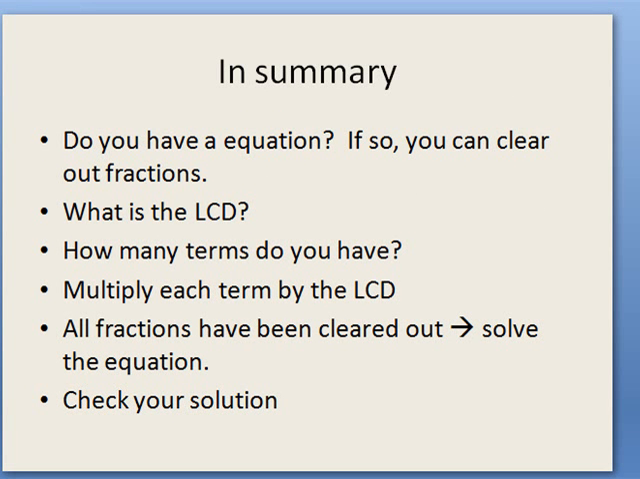All right, in summary, first of all, you always want to ask yourself, do I have an equation? And if so, you can clear out fractions. So looking for the LCD is your first step. Then you want to determine how many terms you have. Then you want to multiply each term by this LCD that you chose. And then all fractions should be cleared out. And you'll just continue to solve the equation as you would any other equation. And don't forget this last step, this very important step here, to check your solution.